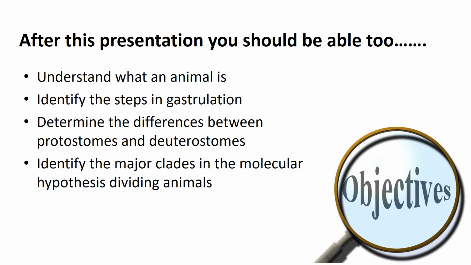After this presentation, you should be able to understand what an animal is, identify the steps in gastrulation, determine the differences between protostomes and deuterostomes, and identify the major clades and the molecular hypothesis dividing animals.